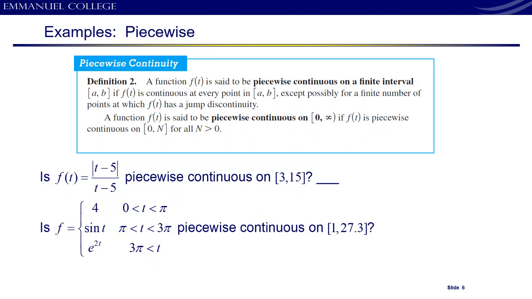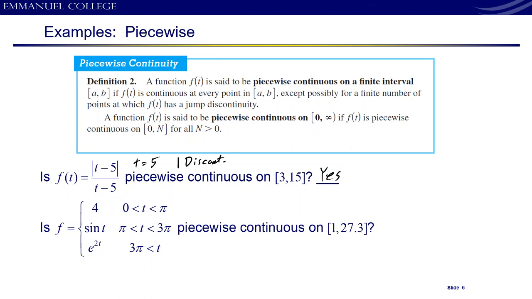So these two functions are pretty easy examples. There's one discontinuity here at t equals 5. That's our only discontinuity. So it has a finite number, it only has one discontinuity. So the answer to that is yes.